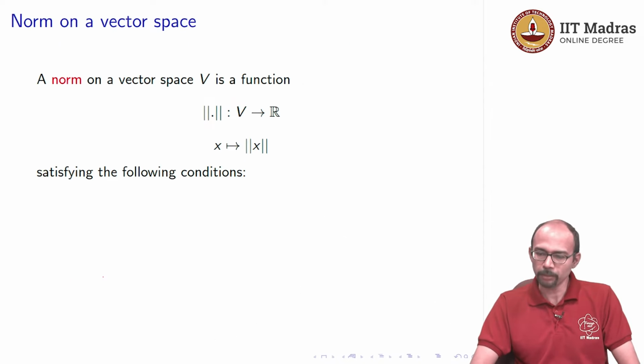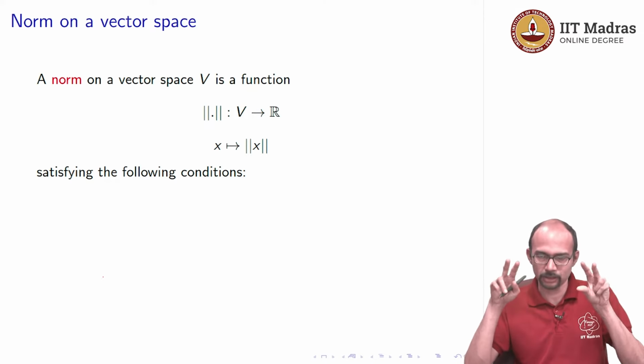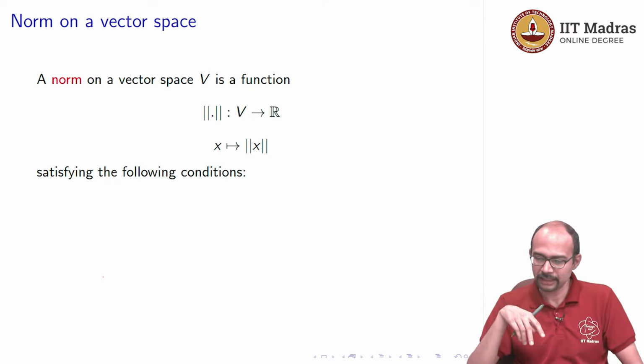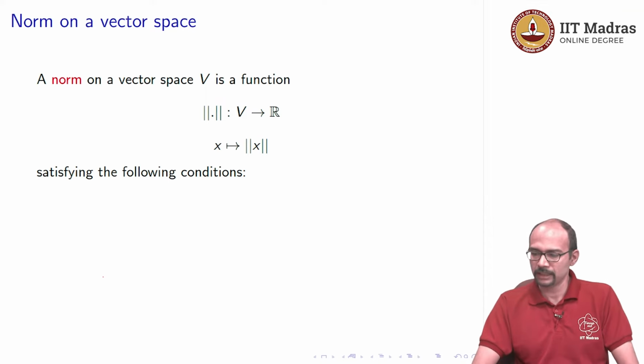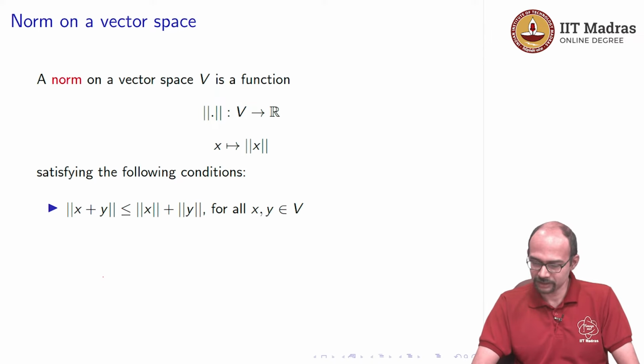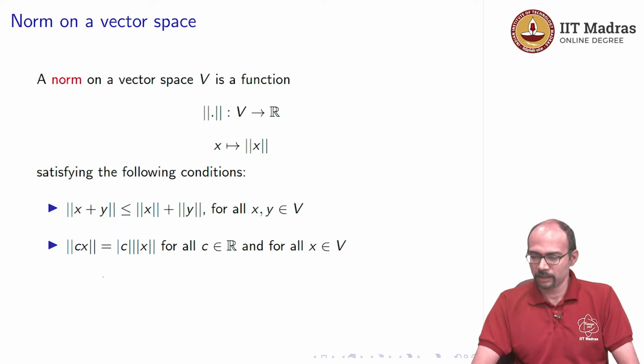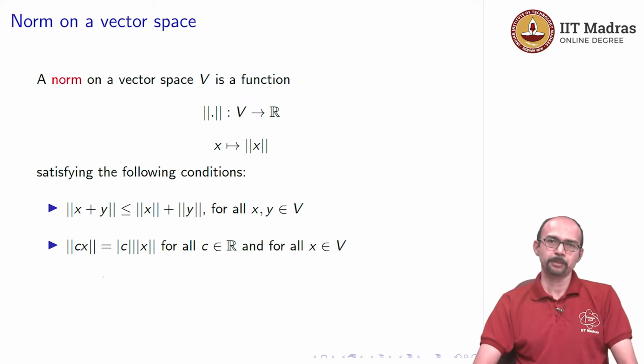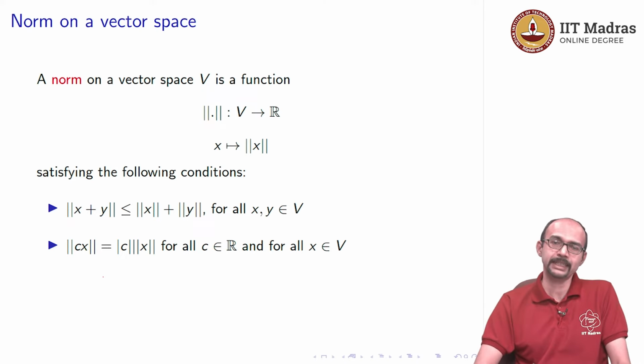Let's define what a norm is. A norm on a vector space is a function. It's indicated by double lines, and we have seen these double lines in the previous video. x goes to norm x, which satisfies the following conditions. Norm of x plus y is less than or equal to the norm of x plus the norm of y. Norm of c times x is the absolute value of c times the norm of x. So remember, in the previous video this norm was supposed to represent length.